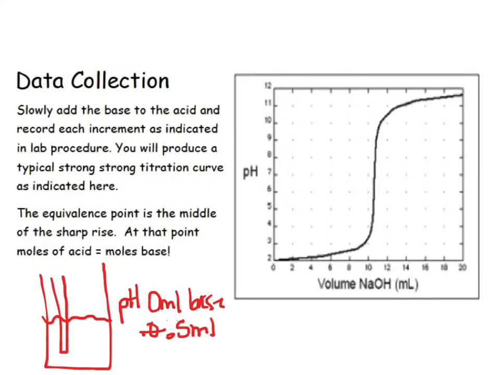Take the pH, keep that reading. And then you're going to go to the next one, and you're going to go at 1 mL. You're going to stop, keep that pH reading, and you're going to add that was at 1 mL. This is a cumulative volume. The more data points you make, the better.